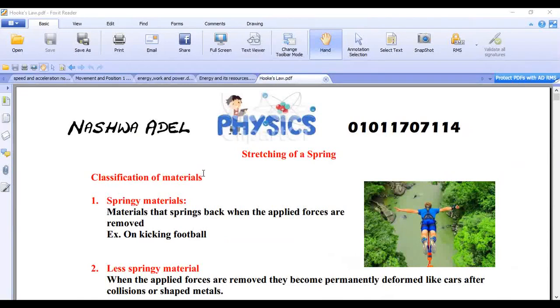Assalamu alaikum. Today, inshallah, I'm going to explain the stretching of a spring or Hooke's law.